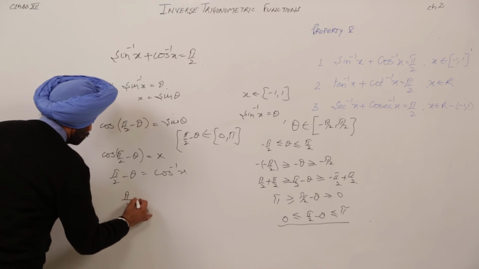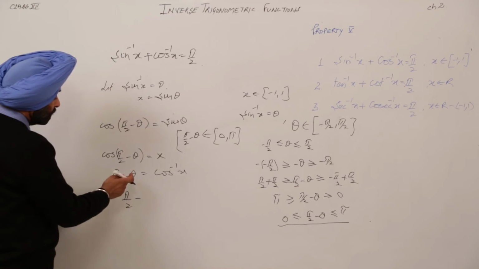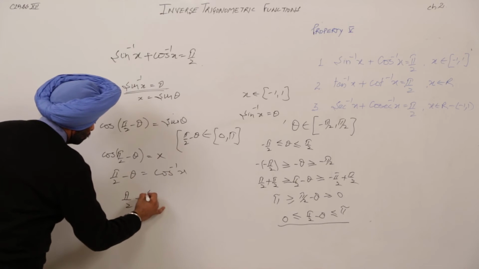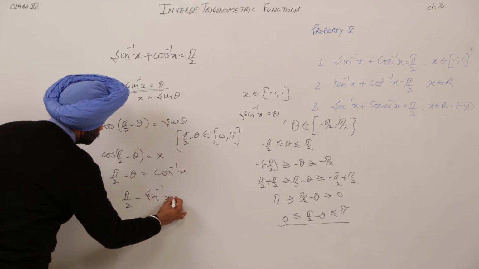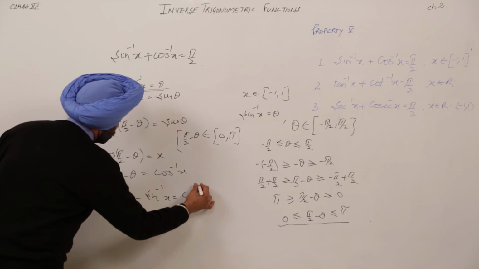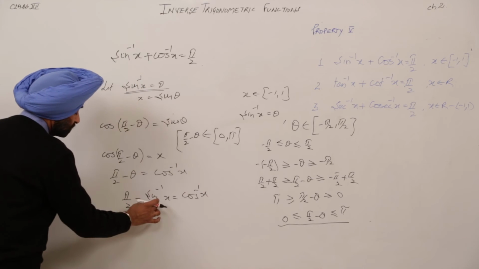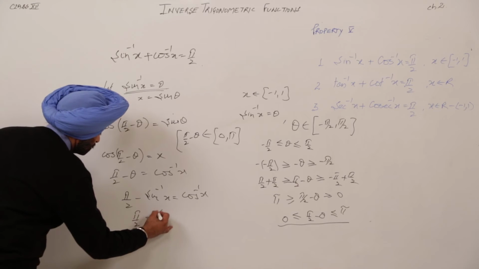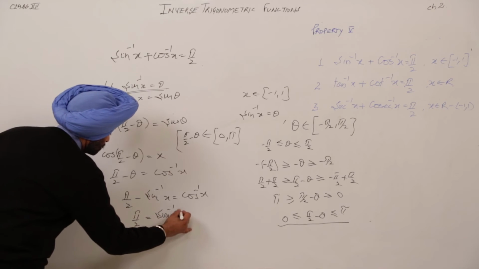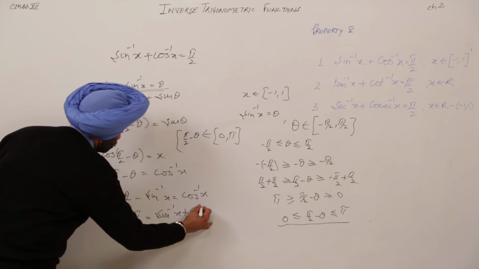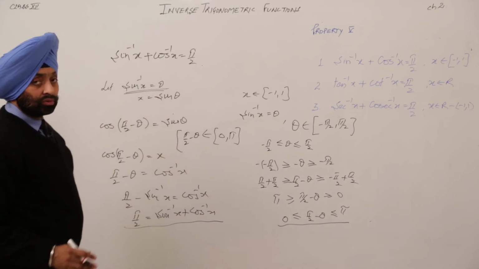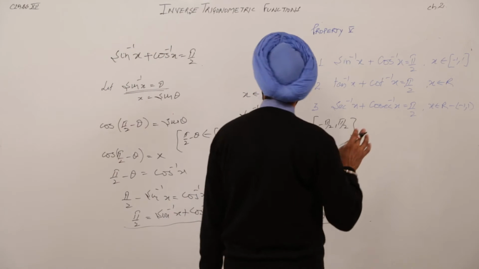Now, pi by 2 minus theta, where theta is sin inverse x: minus sin inverse x is equal to cos inverse x. This goes to the right hand side, then this becomes pi by 2 is equal to sin inverse x plus cos inverse x. This we have to prove.